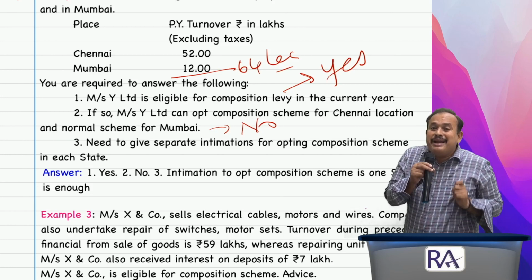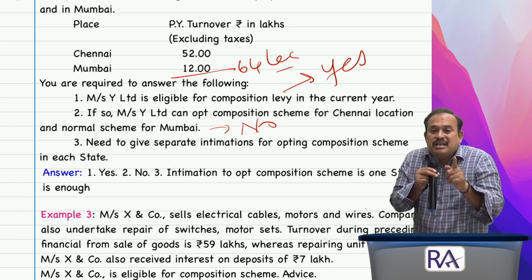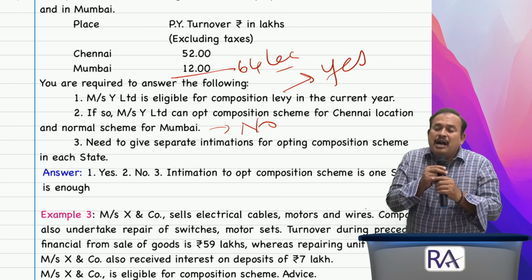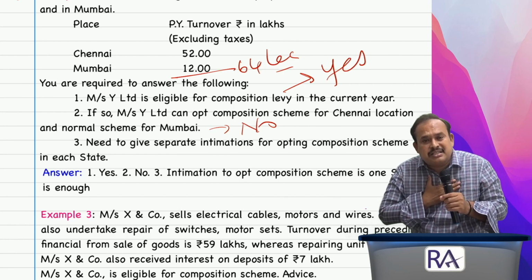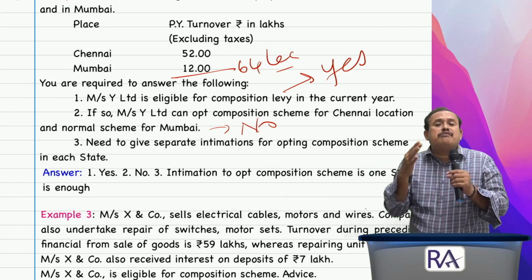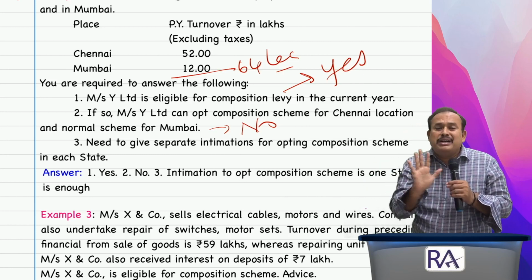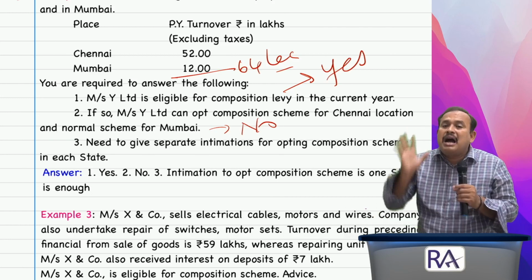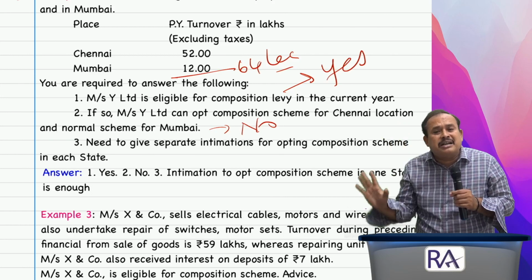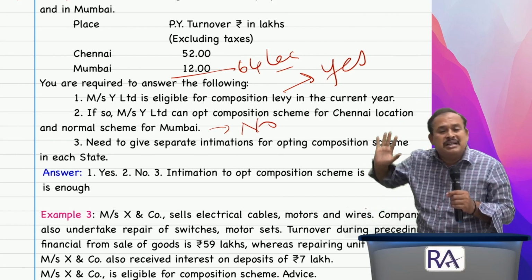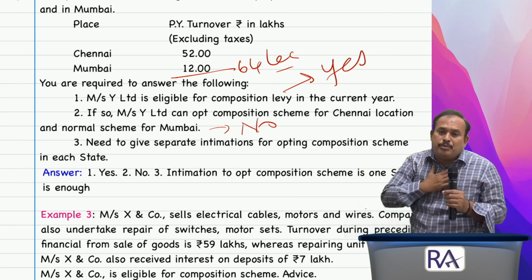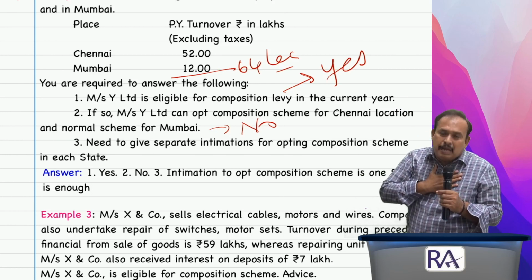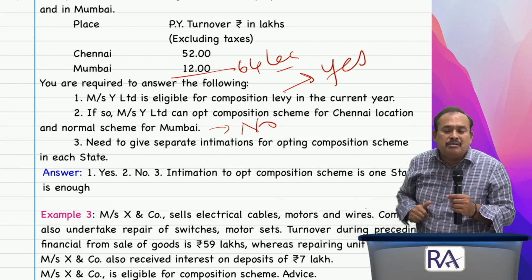by intimating the department. Suppose I have business in 28 states, my entire turnover is less than the threshold limit, no interstate supply, I am not supplying non-taxable goods or non-taxable services, I have not supplied through an e-commerce operator, and my turnover has not exceeded the threshold limit. In that case, in the 28 states where I have business, you want me to intimate 28 times? Too difficult for me, not possible also.